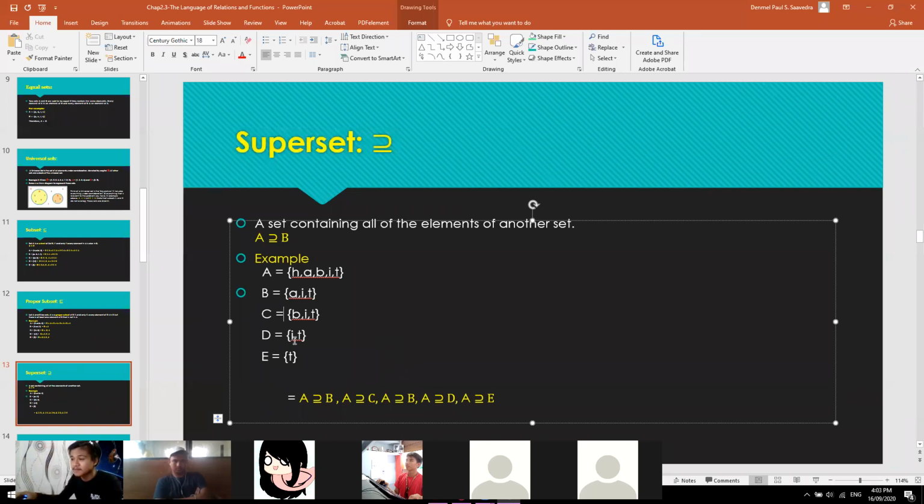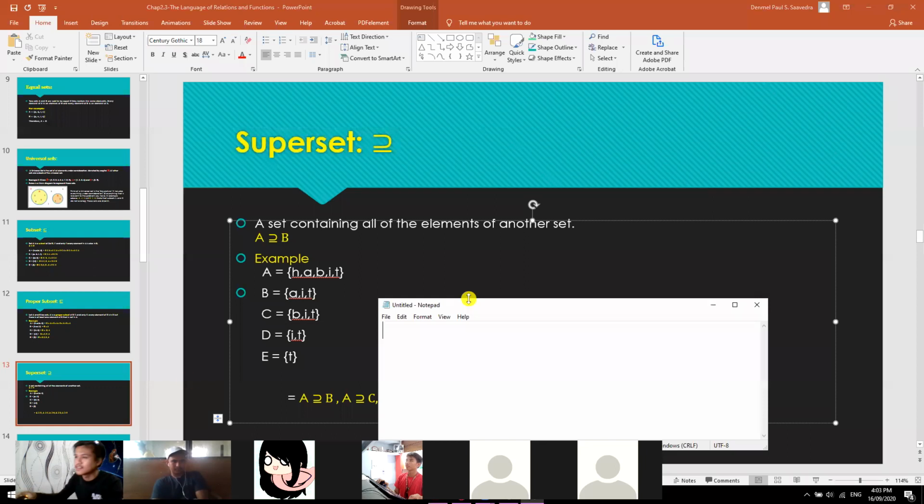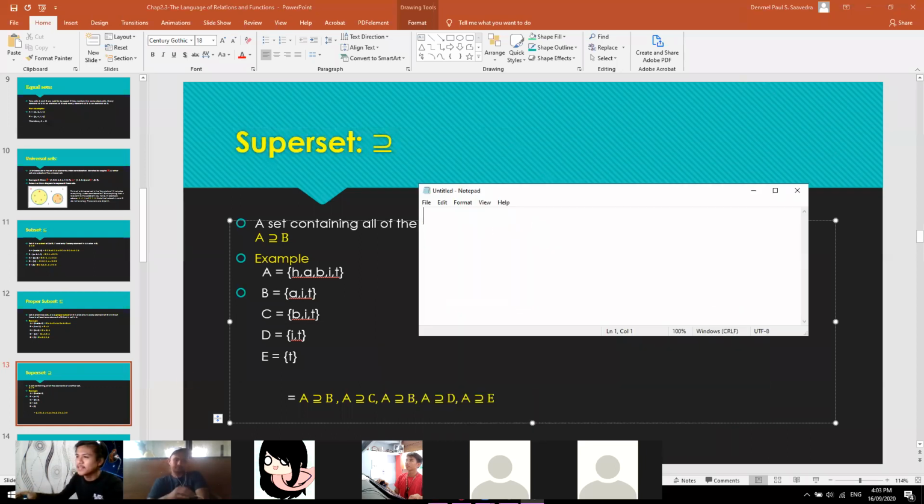Sir, pwede po kayo magbigay ng isa pang example ng superset? Ano ba? Bigyan niyo ako ng data. Ano bang pwede natin example? X is equal to... Number siguro, sir.